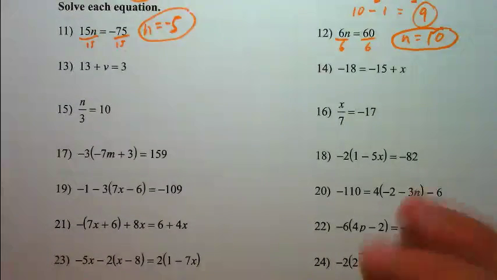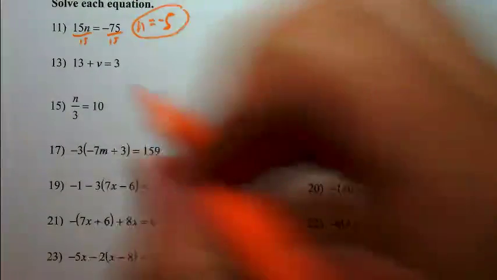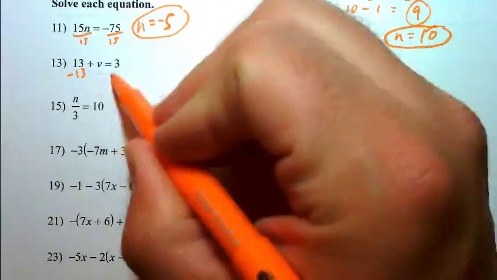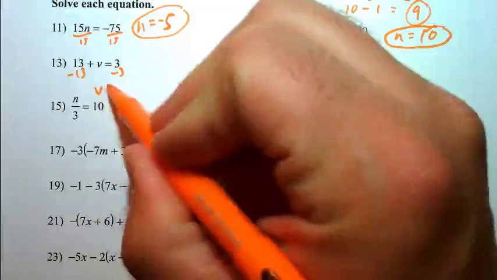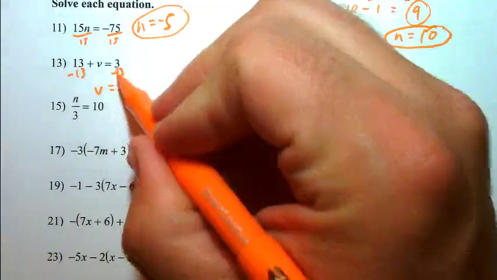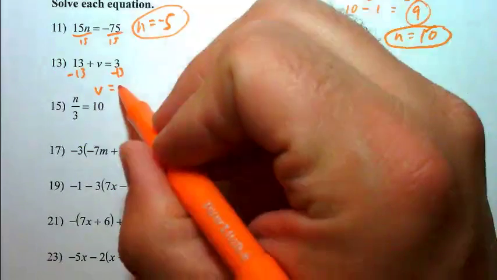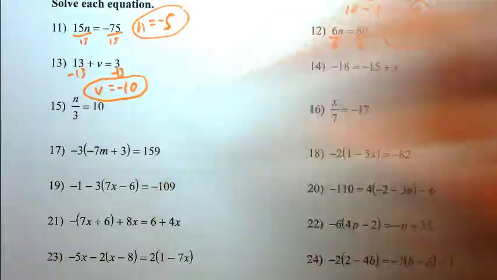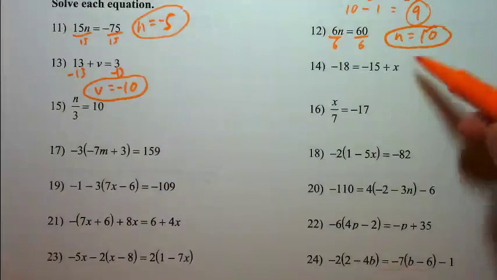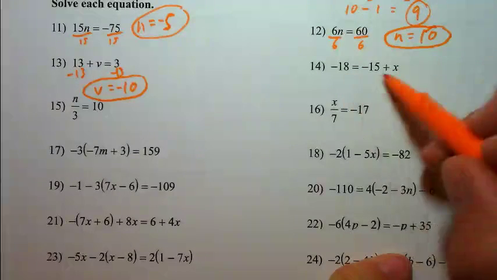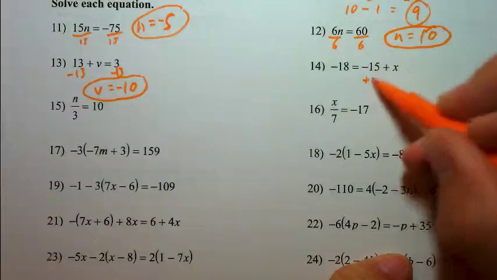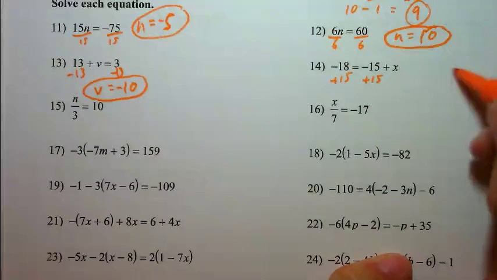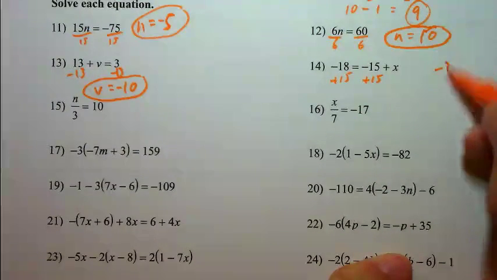On 13, we're going to subtract 13 from both sides. So minus 13, minus 13. V is equal to, so I know it's 13, negative 10. On this one, bring the 15 over by adding 15. So that's negative 3 equals x.